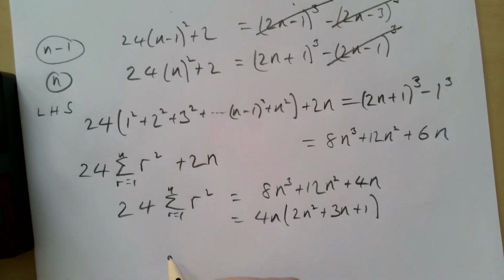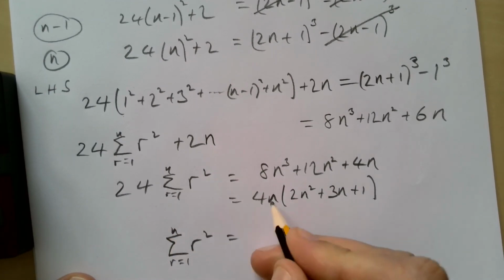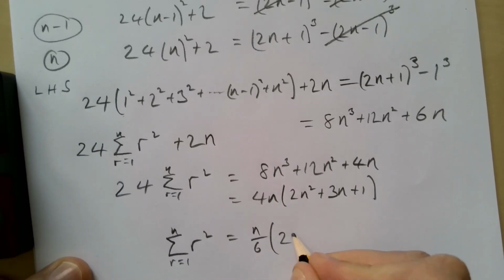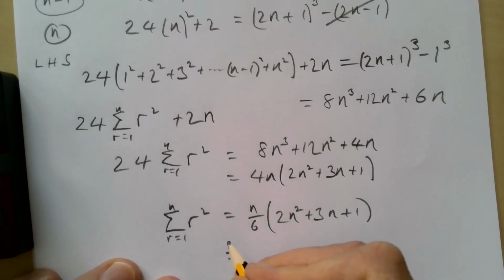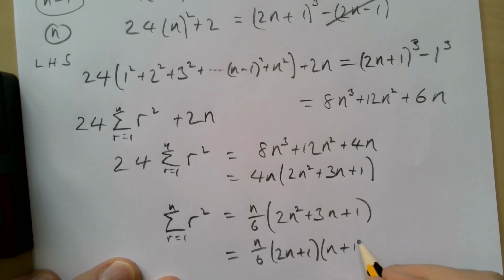So dividing both sides by 24, I will get the sum between 1 and n of r squared. Dividing this by 24, then I'm going to have an n over 6. You're maybe starting to recognize this formula now. 2n squared plus 3n plus 1, and then factorizing these terms here, n over 6 is going to give us (2n plus 1)(n plus 1).